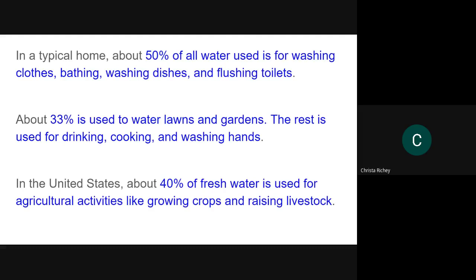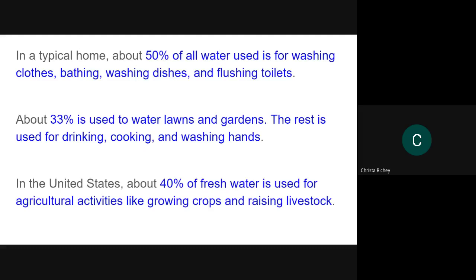17% is what it is, let me double check and make sure, because I had a wrong answer. So 50 and 33 is 83. So that means, for drinking, cooking, and washing hands, which basically is, I'm answering one of the questions on the assignment, what is left over, that 17%, is what is used for other daily activities.